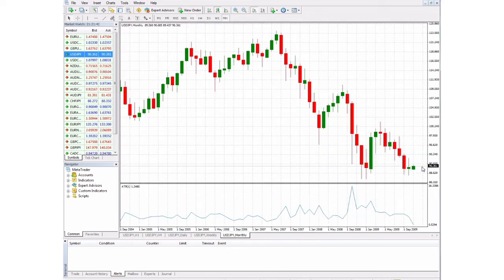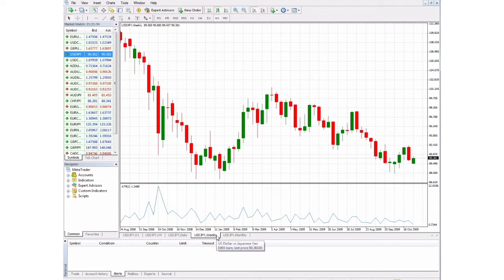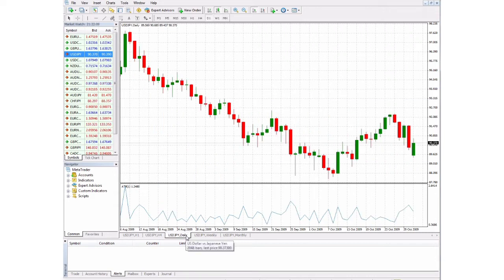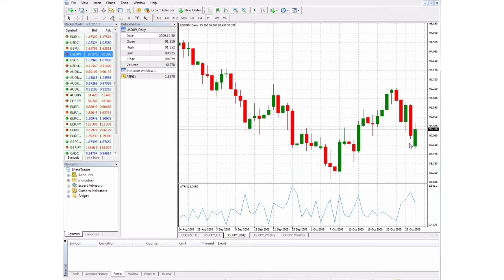Let's see what the US dollar Japanese yen looks like. Monthly, could be some bottoming out there. Let's see weekly, what the weekly looks like. Okay, just approaching some previous lows back here from December 08. That's interesting. Daily, let's see what things look like. Okay.